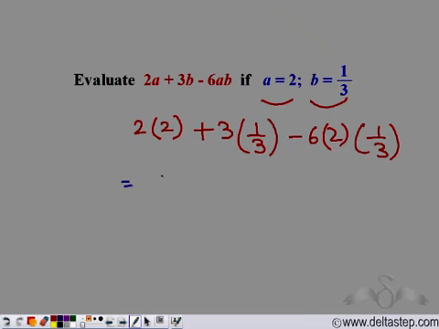2 into 2 is 4. 3 into 1/3 is 1. Minus 6 into 2 is 12. 12 divided by 3 is 4. So we have minus 4 here. So 4 plus 1 minus 4 gives us 1. So the value of this expression at a equal to 2 and b equal to 1/3 is 1.